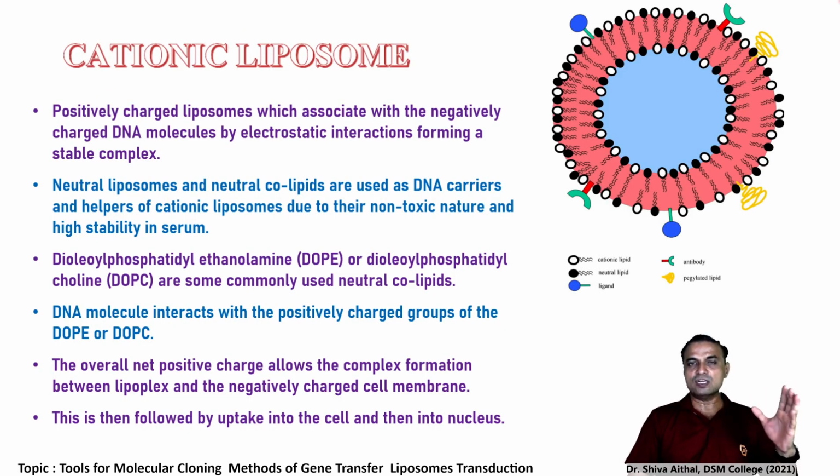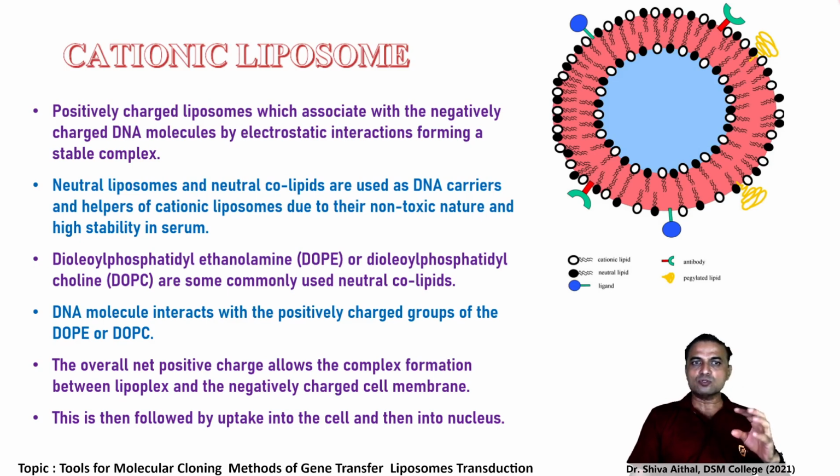Now what are these cationic and anionic liposomes, how do they function and what is their significance, we can see. When you talk about liposomes, there are two categories, cationic and anionic. First let us see what a cationic liposome is. These are positively charged liposomes which are associated with the negatively charged DNA molecules. DNA, due to the phosphorus, has a slight acidic, that is negative, charge, and by electrostatic interactions they form a stable complex with these phospholipids. The positively charged liposomes associate with the negatively charged DNA and electrostatic bonding is formed.